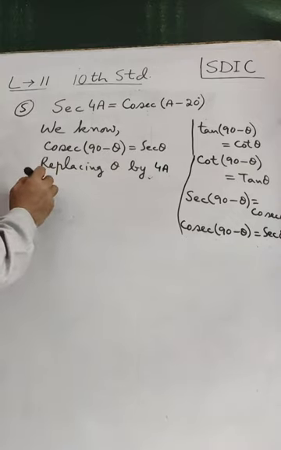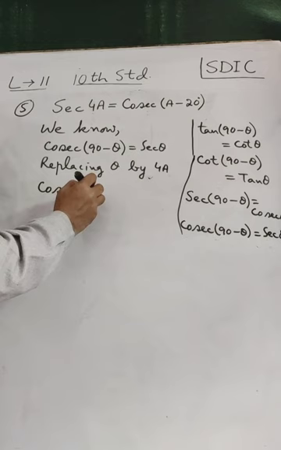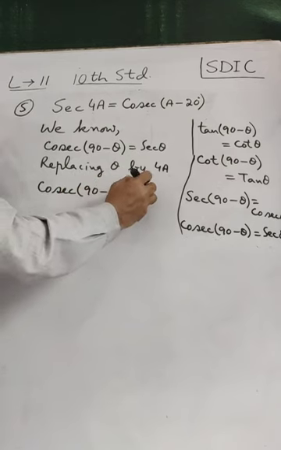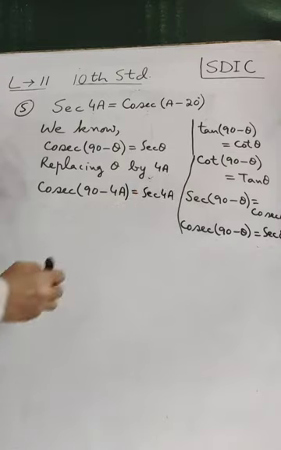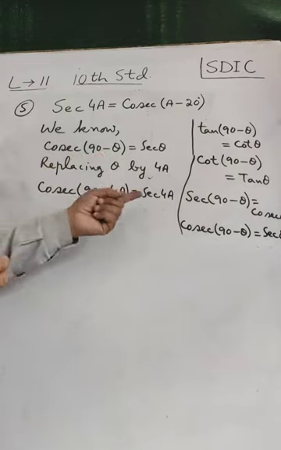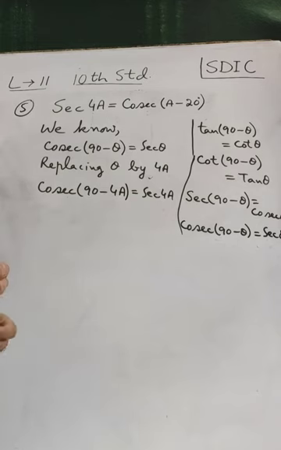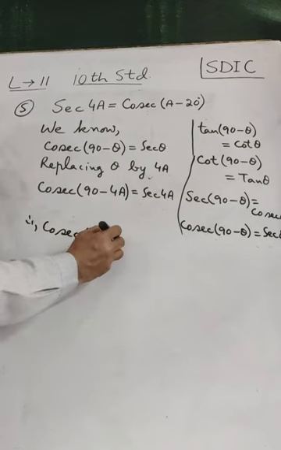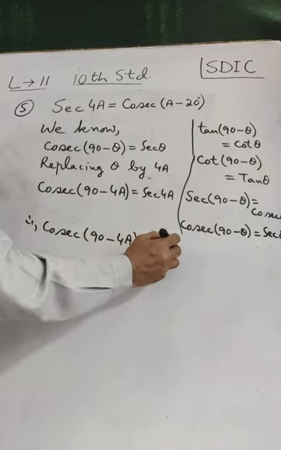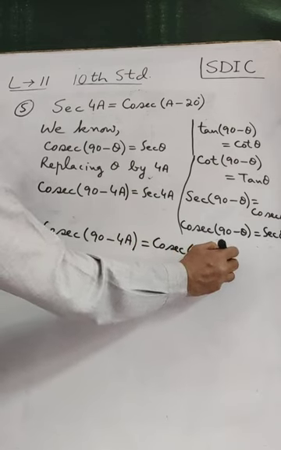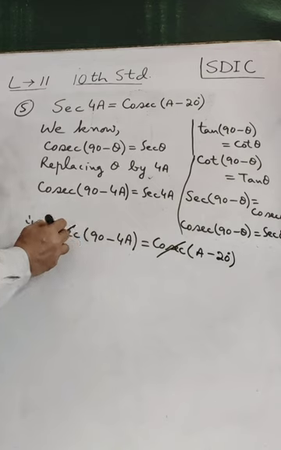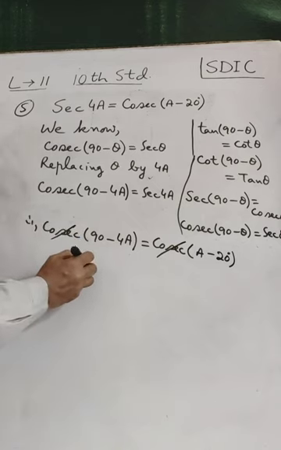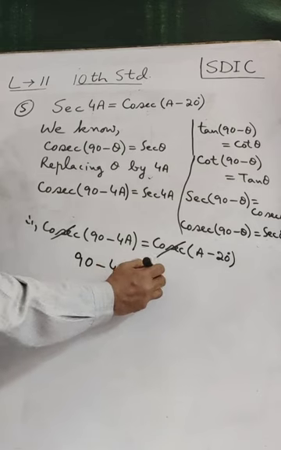We get cosec (90 minus 4a) is equal to sec 4a. And then when we compare this with the given relation, sec 4a will get eliminated. We will therefore get cosec (90 minus 4a) is equal to cosec a minus 20. Cosec will cancel from both sides, leaving us with 90 minus 4a is equal to a minus 20.